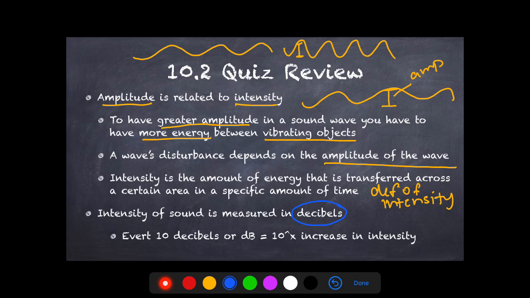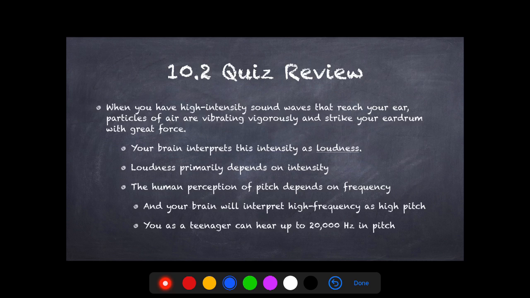We also said that the intensity of sound is measured in decibels. Every 10 decibels, or dB, is going to increase by 10 to some exponent. And we did a sample problem of that in this section. So if you need to go back to that and watch that, you absolutely can. But remember, they're going to increase by 10 decibels or 10 to the xth power.